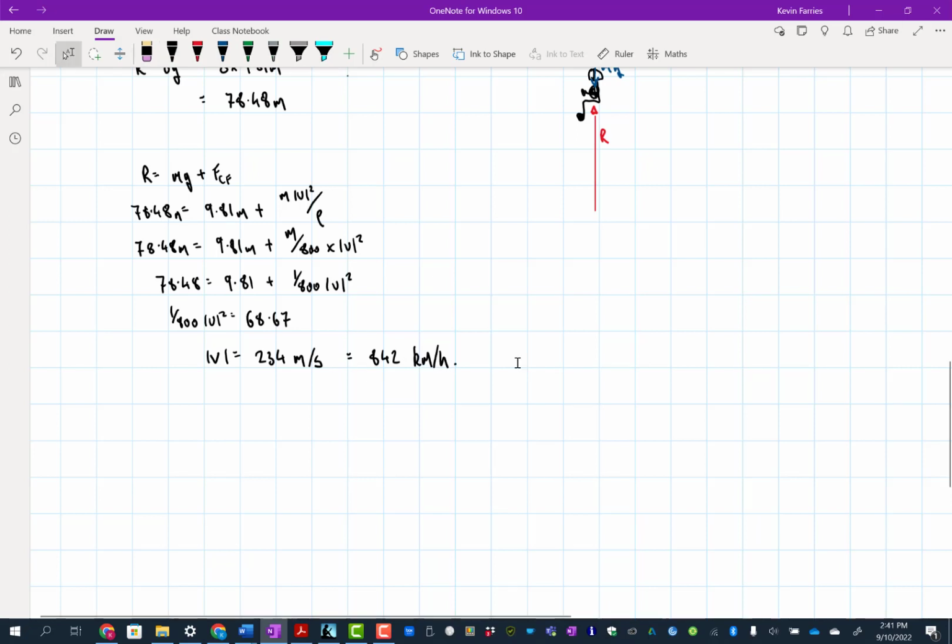What I'm going to do is Google it and just see. Yeah, I'm talking rubbish. Mach 1 is about 300 odd meters per second, so that's the speed of sound. And so this is not even above the speed of sound. It's just subsonic flight. So that's reasonable, 842 kilometers per hour.